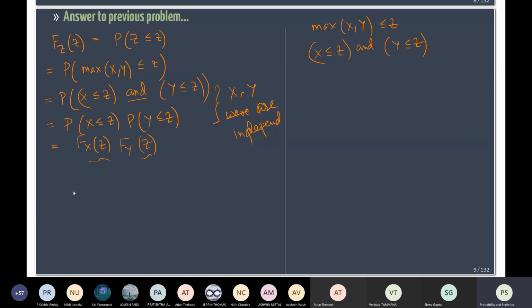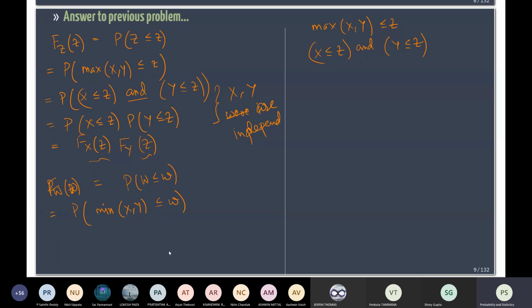That's done. Now similarly we want to find the CDF of W, and let us say a small w here. So this is the probability that W is less than or equal to w, and in this case we have to do a little bit more work, because this is a minimum: the minimum of X, Y less than or equal to w. Now what do we do?